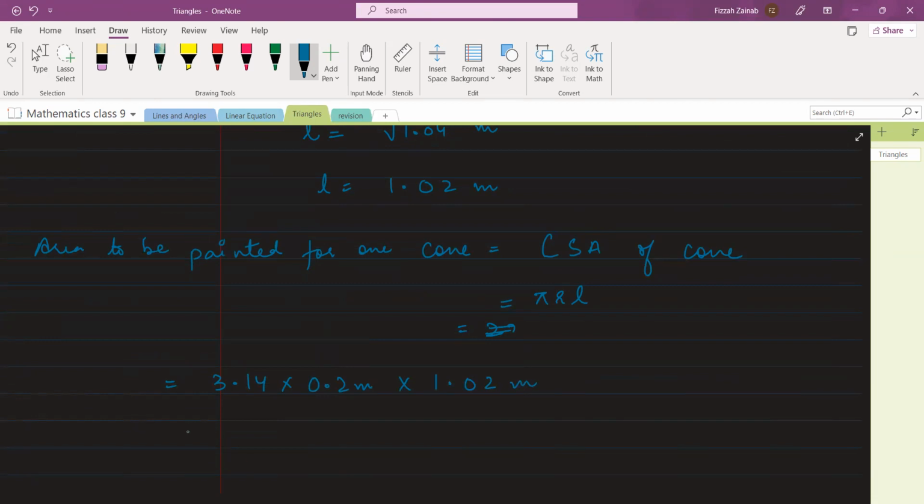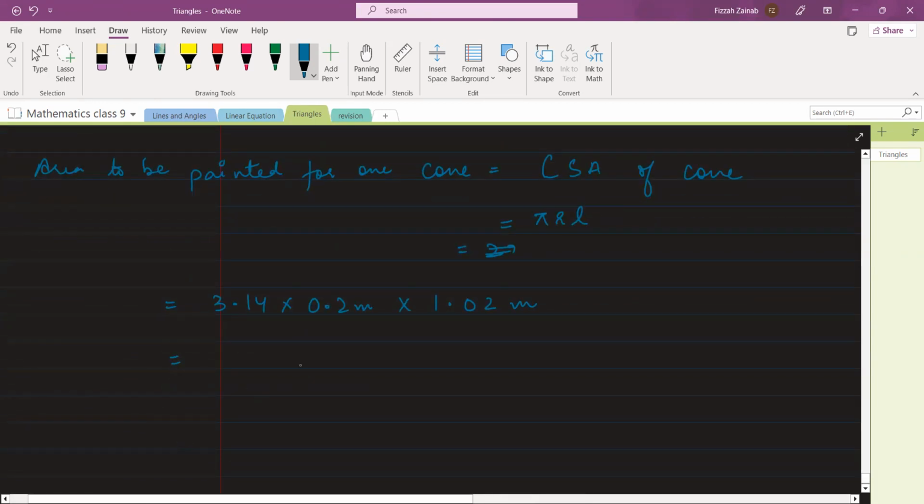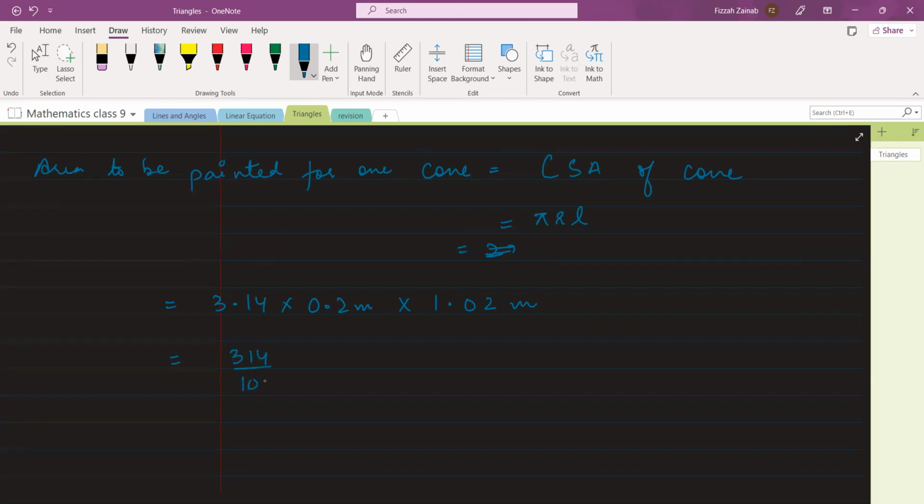Now multiply. You can remove the decimal and then multiply if you wish. That becomes easy. So 314 upon 100 into 2 upon 10 into 102 upon 100. Clear? And meter into meter, meter square. So you can multiply 314 into 204, divided by 100,000 meter square.